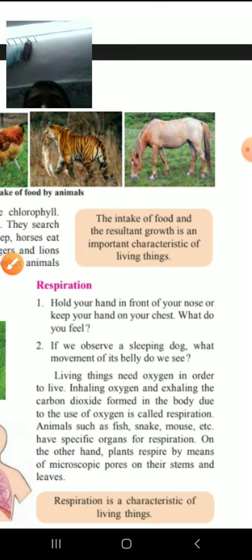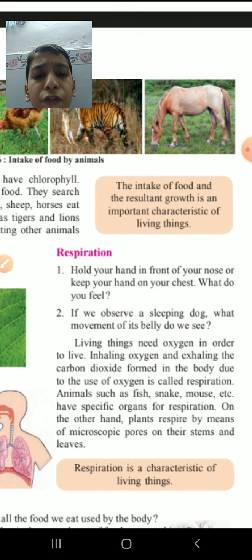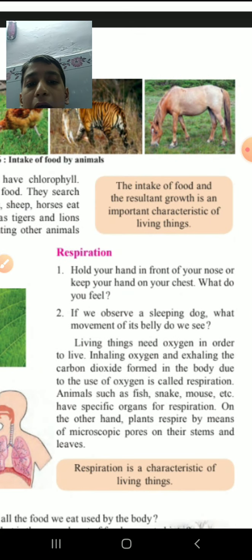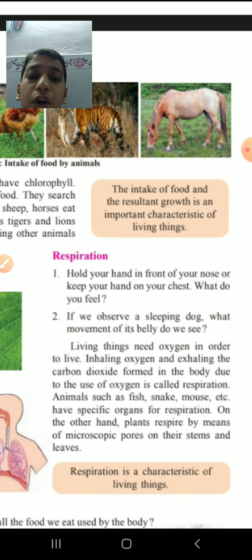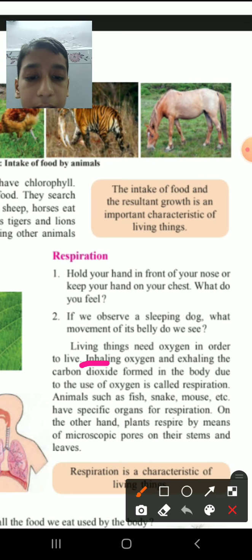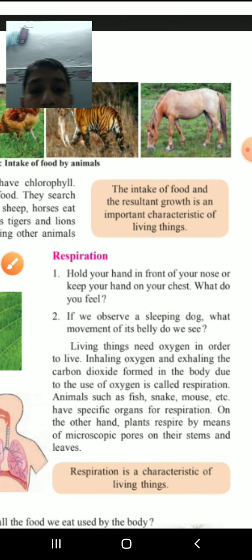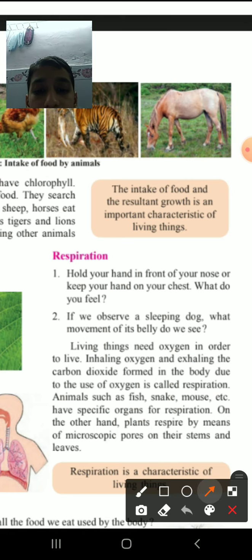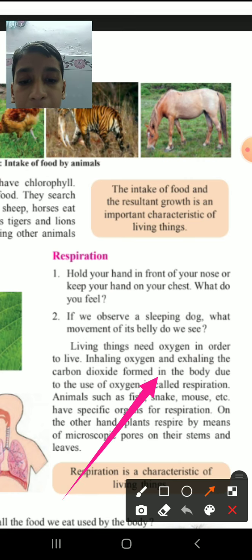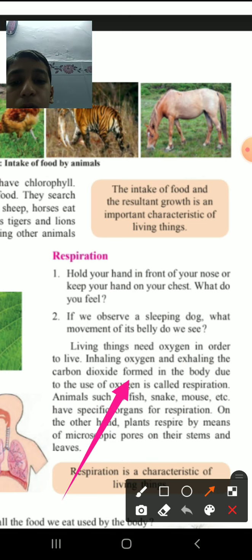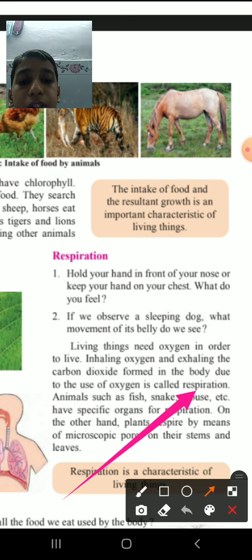Respiration. Hold your hand in front of your nose or keep your hand on your chest. What do you feel? If we observe a sleeping dog, what movement of its belly do we see? Living things need oxygen in order to live. Inhaling oxygen and exhaling the carbon dioxide found in the body due to the use of oxygen is called respiration.